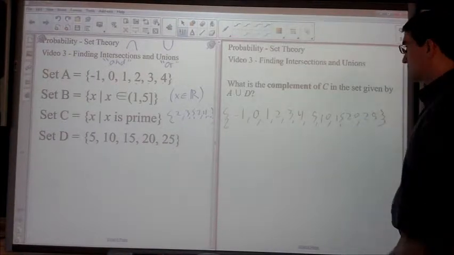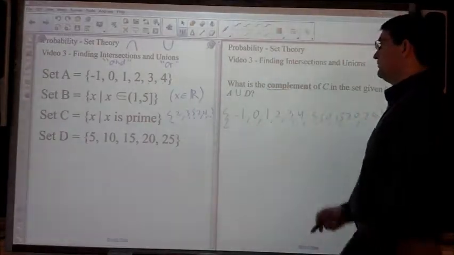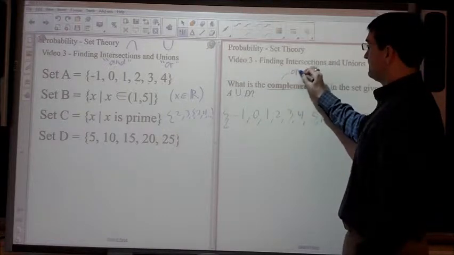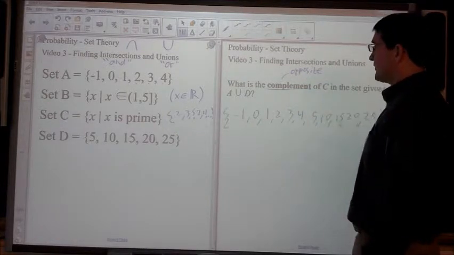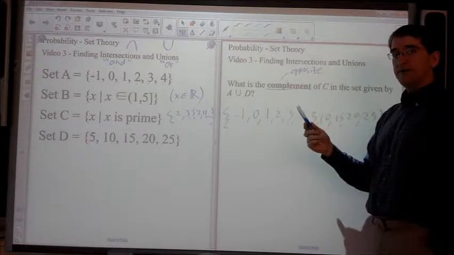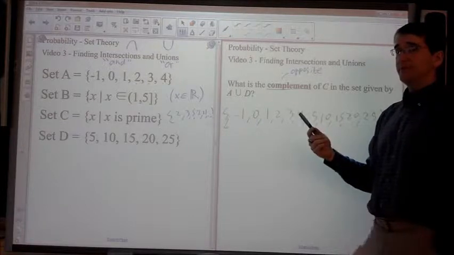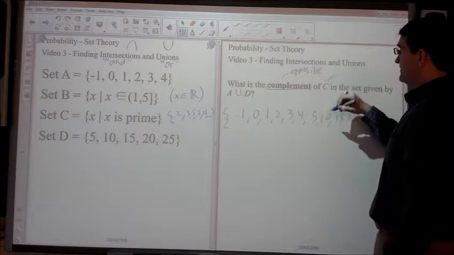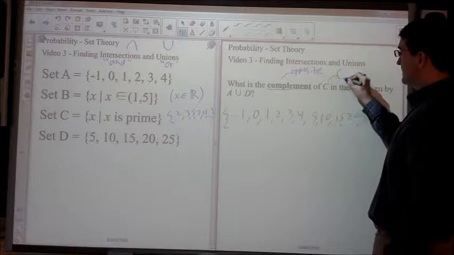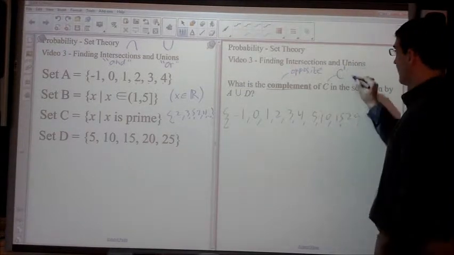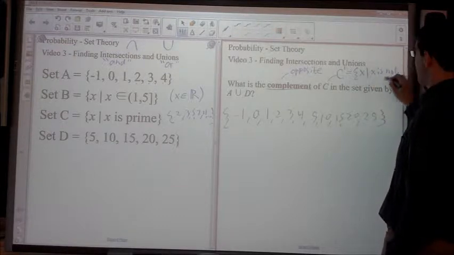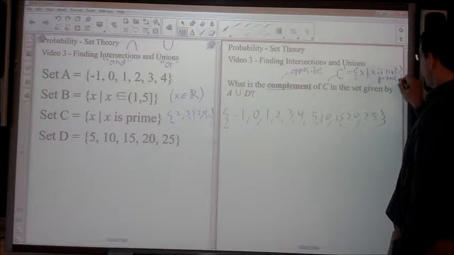This is a new word, complement. Complement with an E, not an I. Complement means opposite. So when I ask for the complement of C, C is prime numbers. The opposite of a prime number, you might remember this term, you might not, is a composite number. So the complement of C, which we sometimes write as C with a little apostrophe, would be the set of all x such that x is not prime. It's actually better to say just simply not prime.